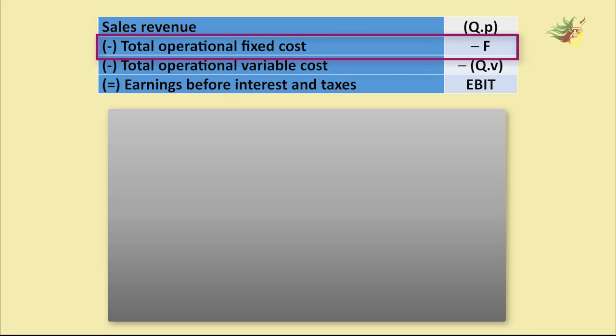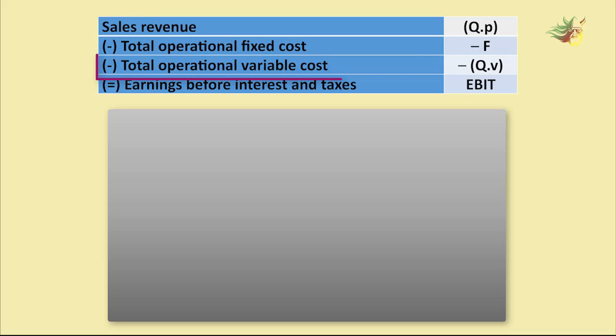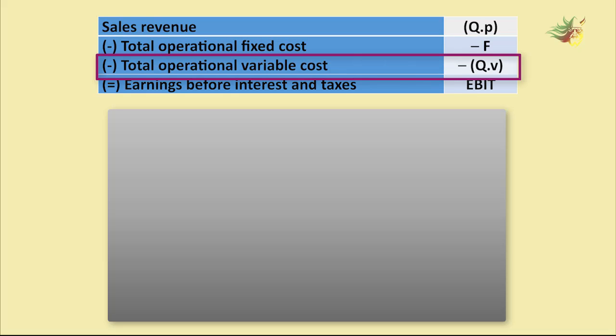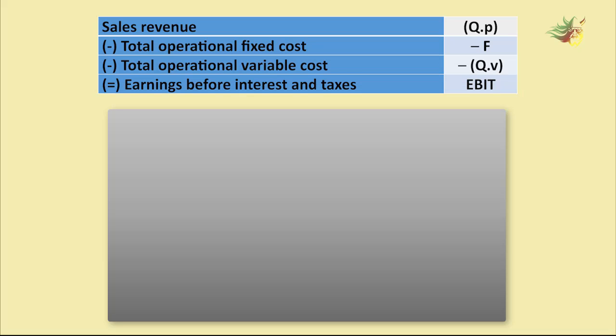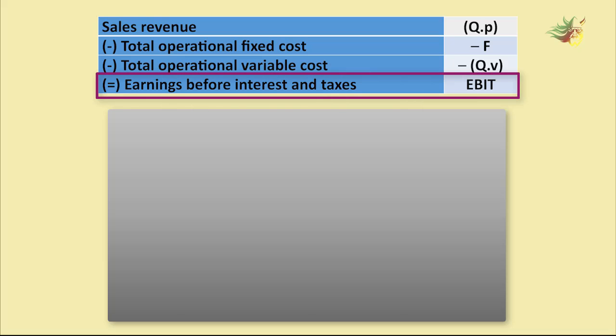minus the total fixed operational cost F, minus the total variable operational cost as a result of the quantity in units of products or services sold Q, multiplied per the unitary variable cost V. We can see, as a result, the earnings before interest and taxes, or EBIT, also called operational result.